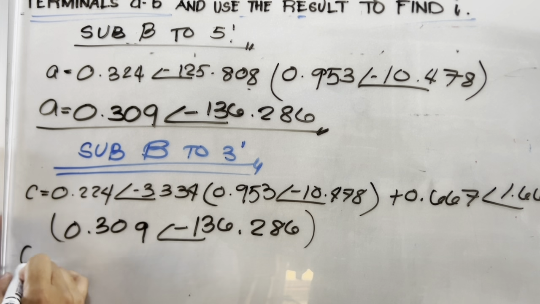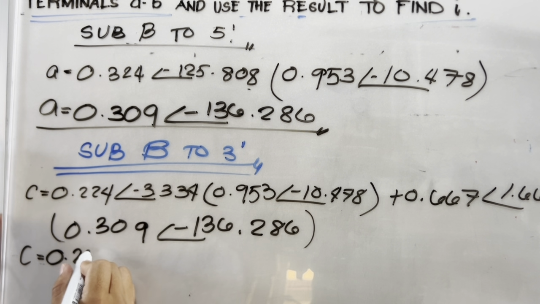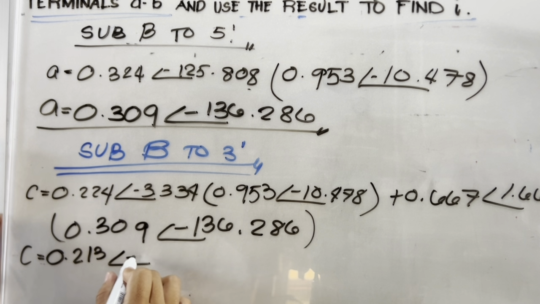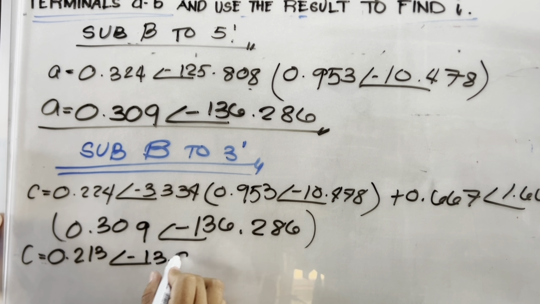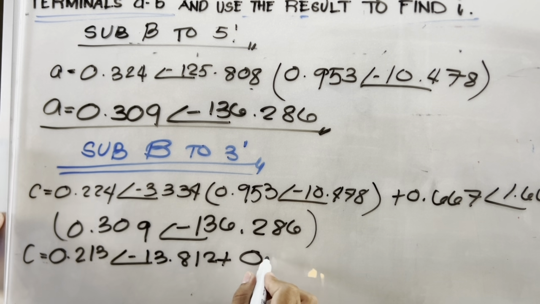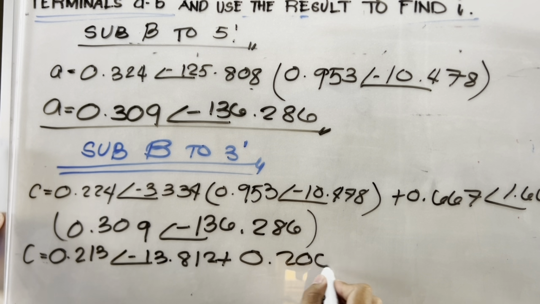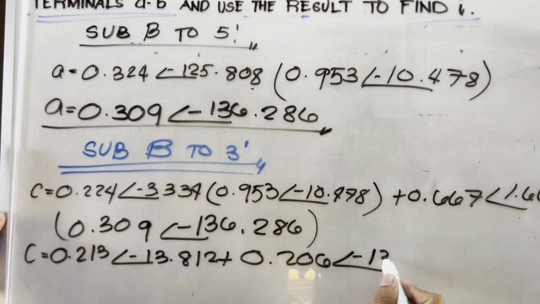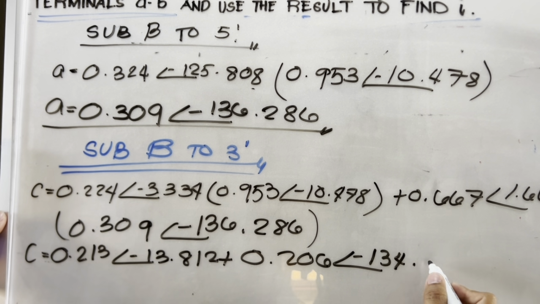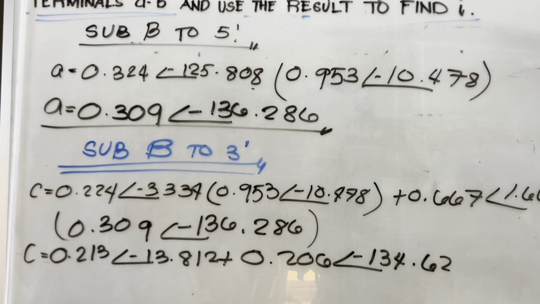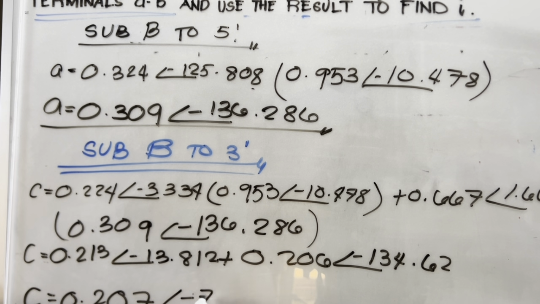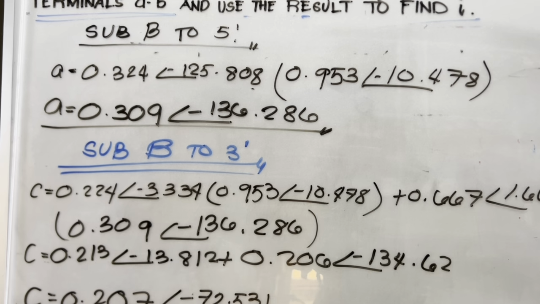We will now get C is equal to 0.213 angle of negative 13.812 plus 0.206 angle of negative 134.62. Therefore, C is equal to 0.207 angle of negative 72.531. This is our I short circuit.